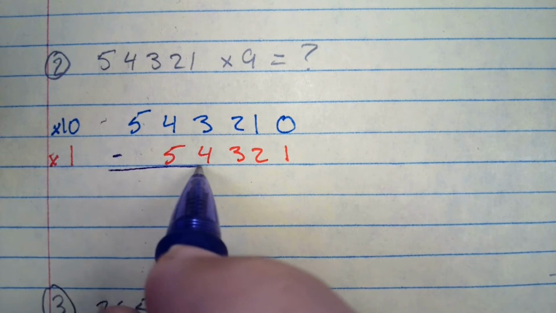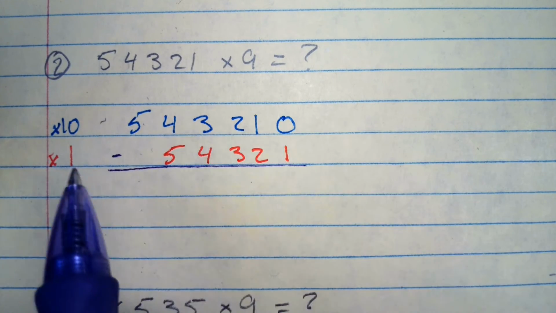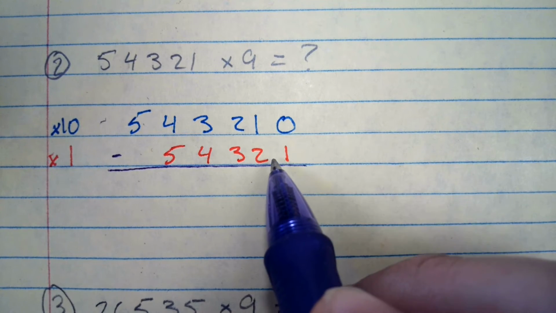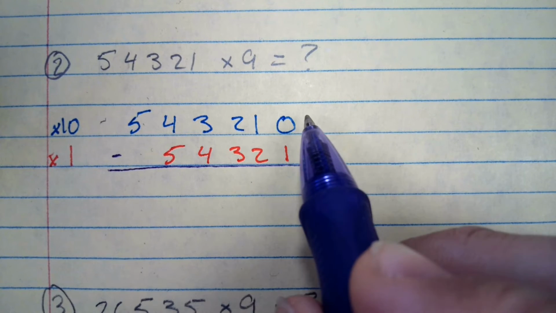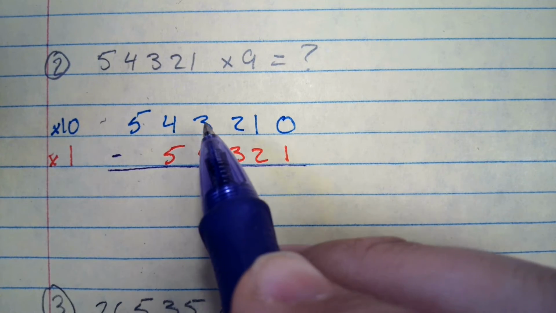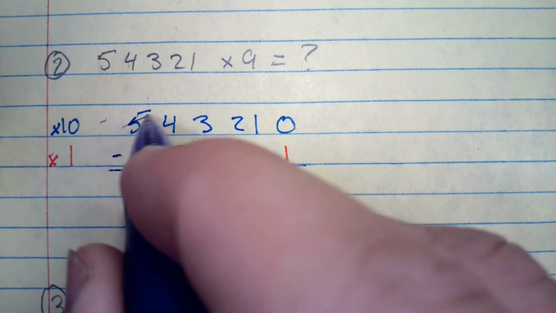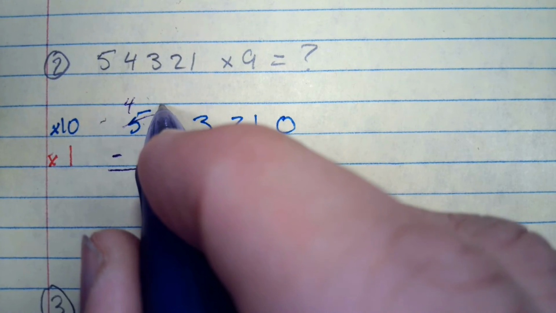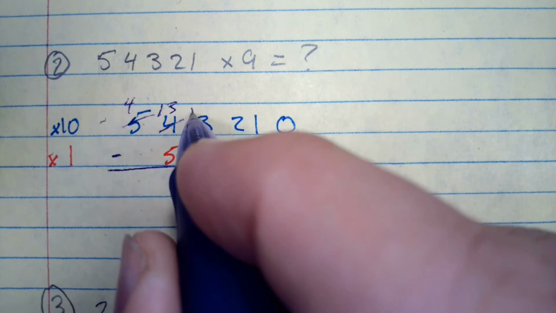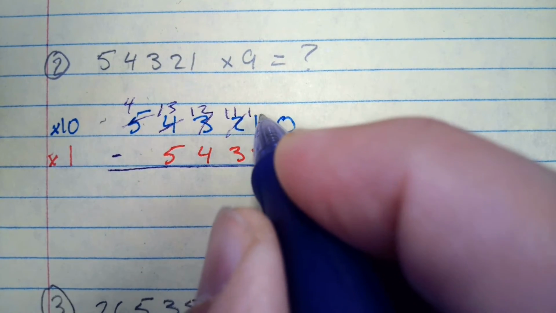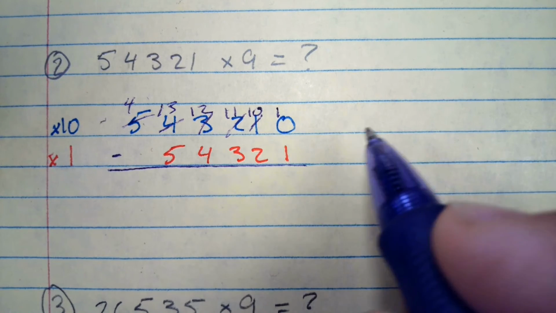So now I'm going to subtract, because I'm using the 9 is equal to 10 minus 1 trick. And I notice that I'm going to need to borrow. That's smaller, smaller, smaller, smaller, and smaller. So I'm going to borrow from here. That's going to become a 4. That is going to borrow, and so on, and there we go with our borrowing.